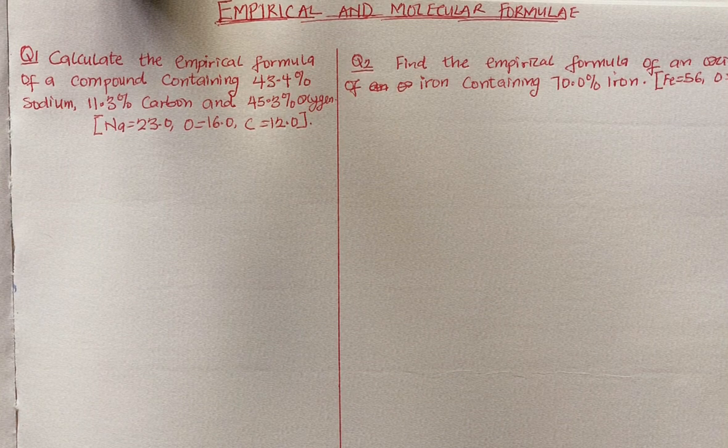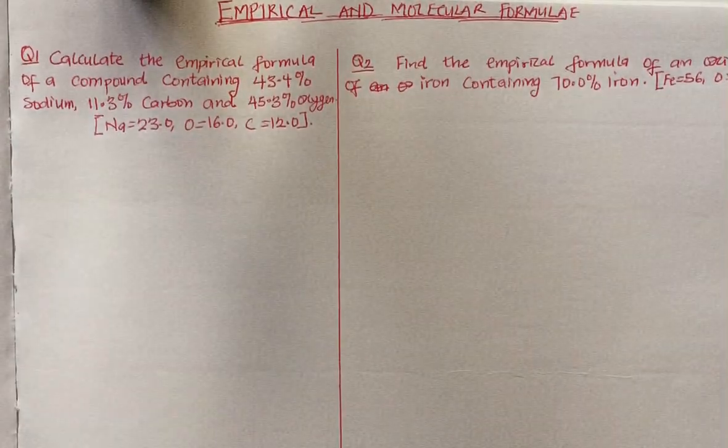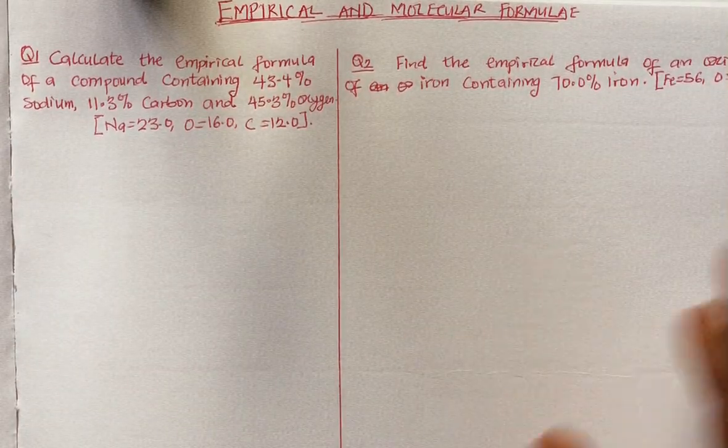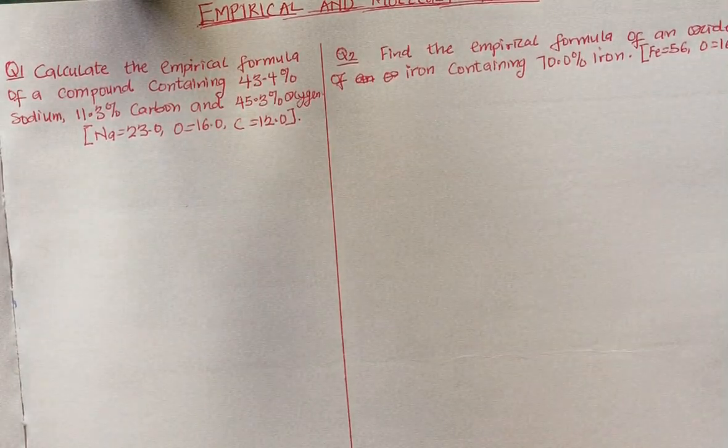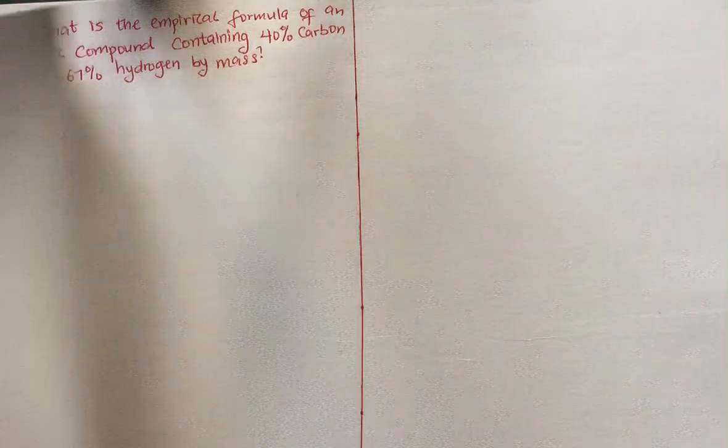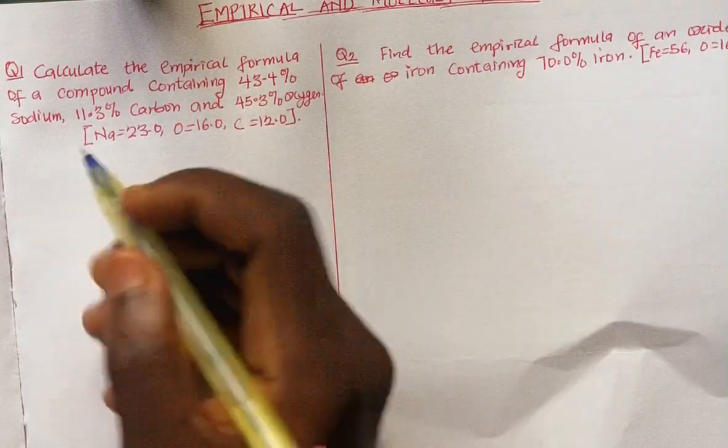It indicates the simplest ratio of a particular compound, while the molecular formula tells us the actual number of atoms present in the compound. So the empirical formula indicates the simplest ratio of numbers, and the molecular formula tells us the actual number present in a particular compound. Now let's take a look at the series of questions I'm having here. I think I'm having up to 3 questions here. So in this case, let's just solve this.